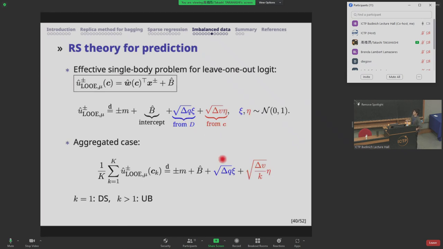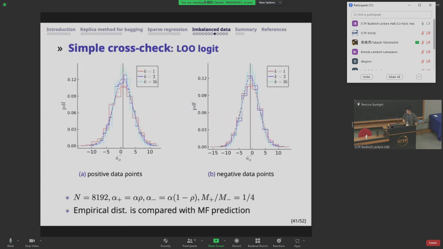So the average estimator should behave like this. If we take a very large number of downsampled data sets, the red-colored term would vanish, so the variance would be reduced. And the sampling case corresponds to k equals 1. This is a simple cross-check of the theoretical prediction. This is the empirical distribution of the held-out logit compared with the theoretical prediction. The theoretical prediction is just a Gaussian. And it seems that the two distributions are in very good agreement.